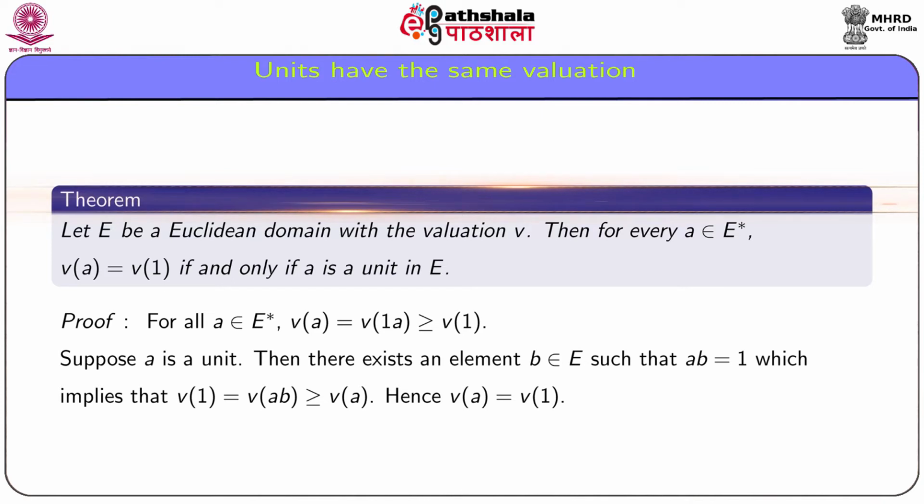First, assume that a is a unit. Then there exists an element b in E such that ab equal to 1, which implies that valuation of 1 is equal to valuation of ab, and by the second axiom it is greater than or equal to v(a). Thus, v(1) becomes greater than or equal to v(a). Also note that for any a in E star, v(a) is equal to v(1 times a), which is greater than or equal to v(1). Thus, it follows that v(a) is equal to v(1).